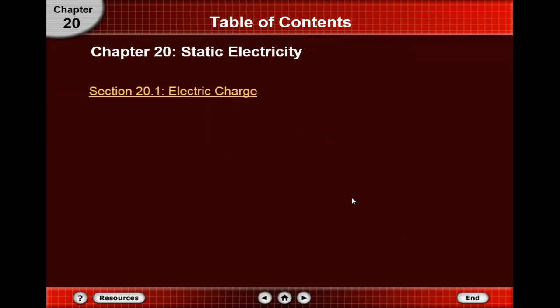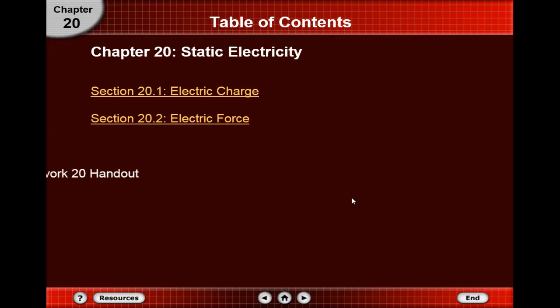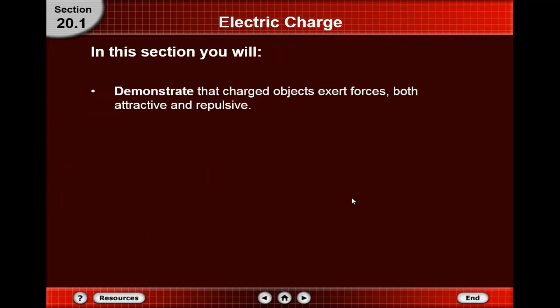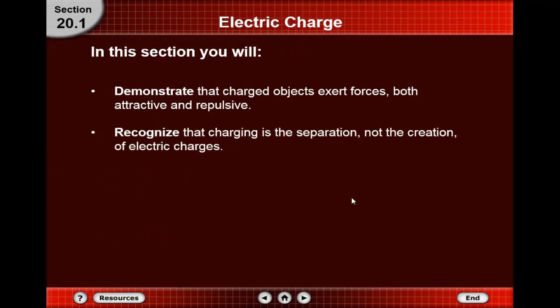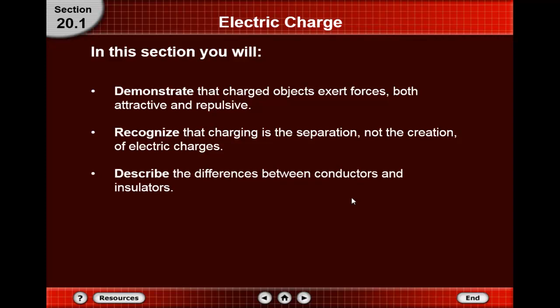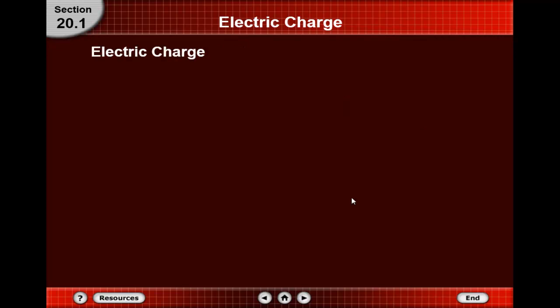Okay, in section 1 we'll talk about electric charge. In section 2 we will talk about electric force, forces both attractive and repulsive, and we will recognize the charging and the separation of electric charge. Describe the difference between conductors and insulators.